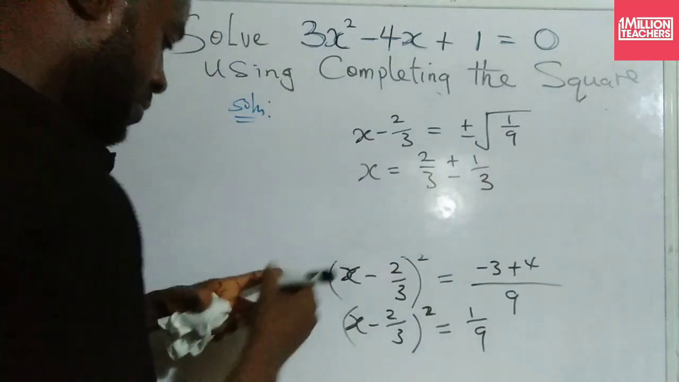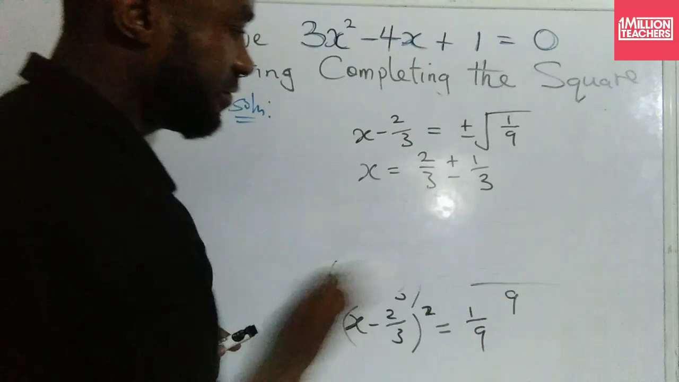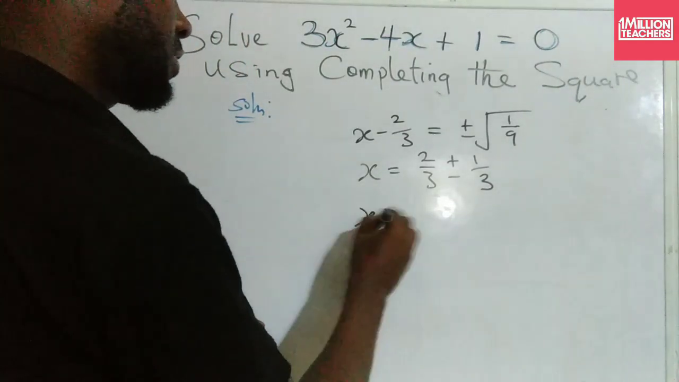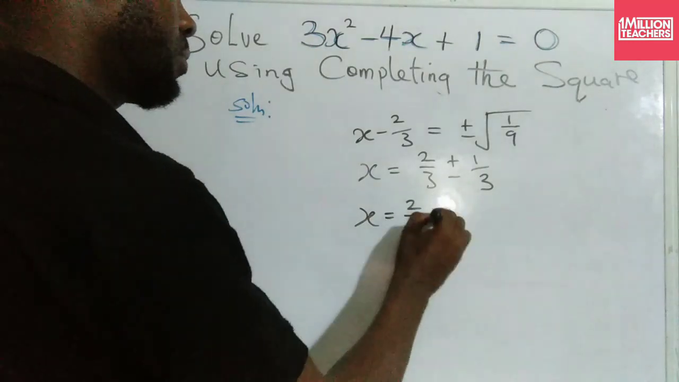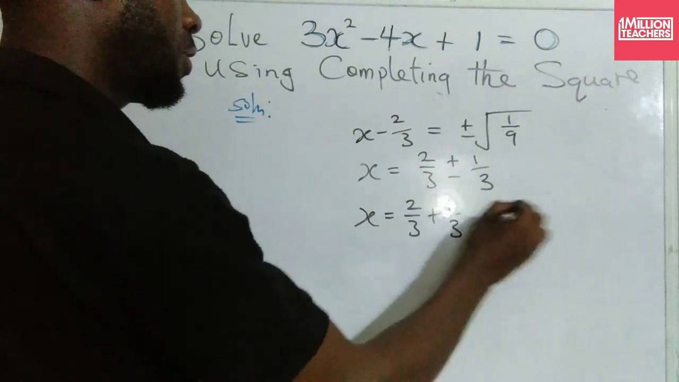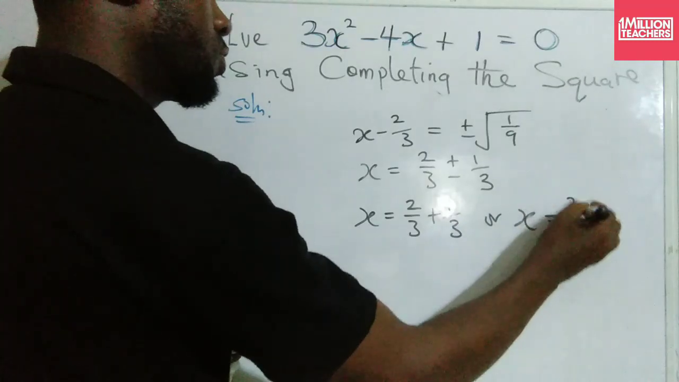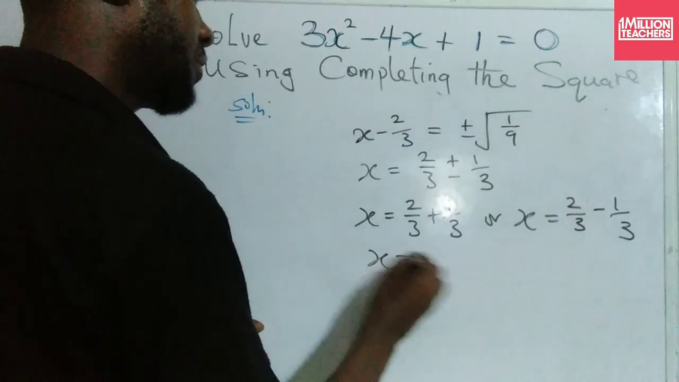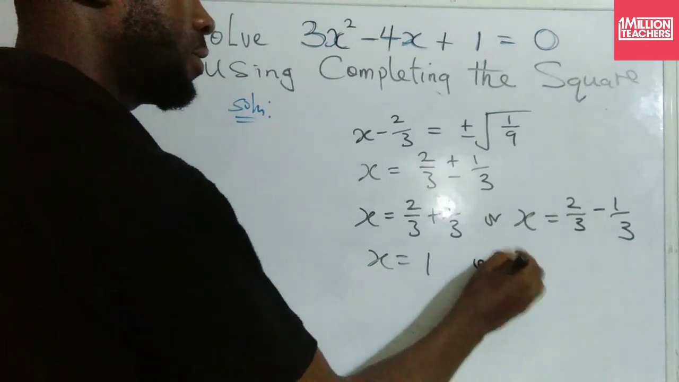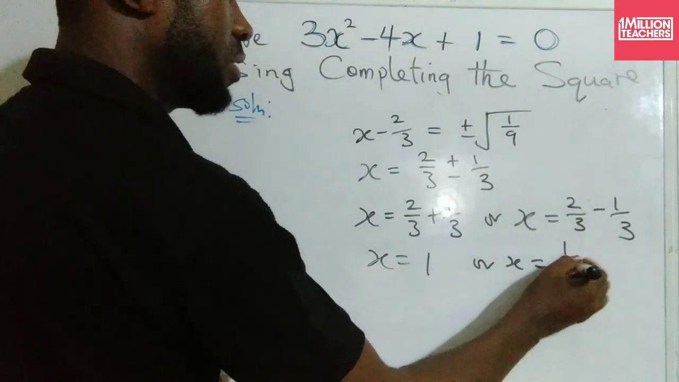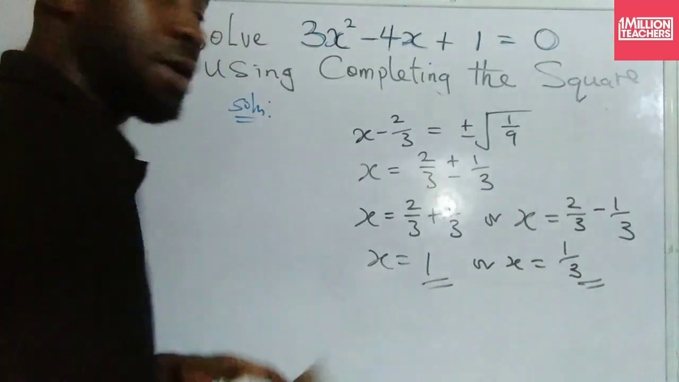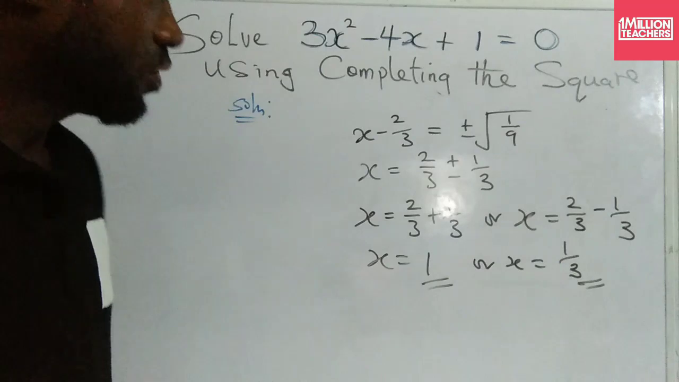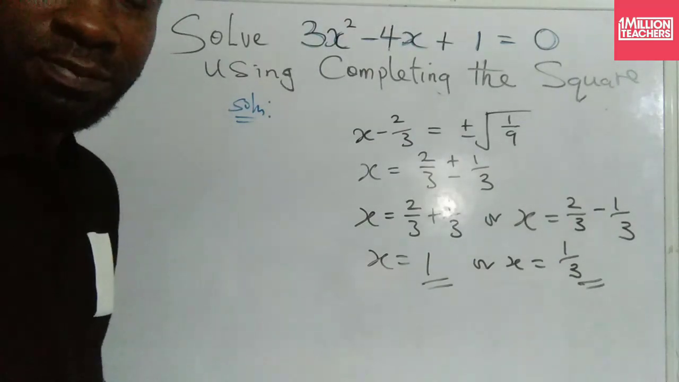And from here, we can easily get our value for x. So that our x is equal to 2 over 3 plus 1 over 3, or x is equal to 2 over 3 minus 1 over 3. Therefore, x is equal to 1, or x is equal to 1 over 3. So these are the two solutions to this quadratic equation using the completing the square method.